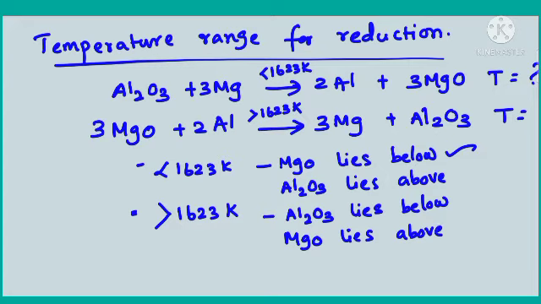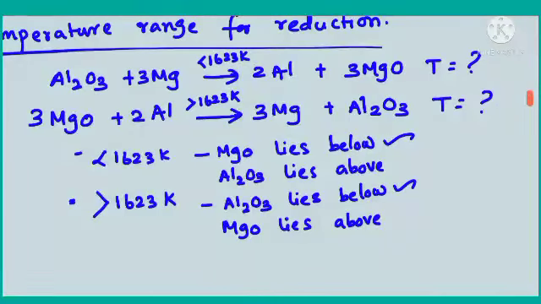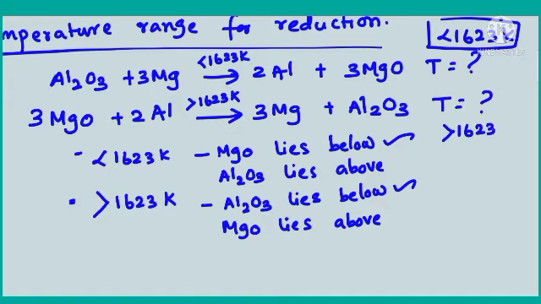Okay, so as we discussed earlier, the one which is lying below is the reducing agent for the one which is above, isn't it? Therefore, above 1623 Kelvin, aluminum can act as a very good reducing agent for reducing magnesia. Okay, right. So now we have predicted the temperature range for these two different reactions: for the first one, it is less than 1623 Kelvin, and for the second reaction, the temperature range is greater than 1623 Kelvin.